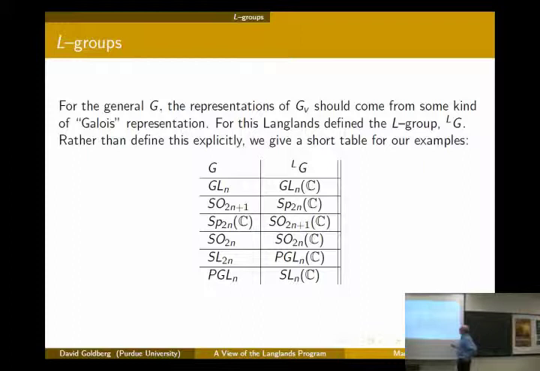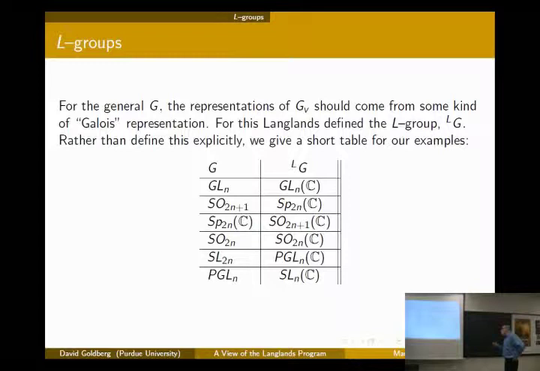So if your group is GL_n, its dual group is GL_n(C). The groups SO_{2n+1} and Sp_{2n} are dual to each other. SO_{2n} is its own dual. For SL_n, the special linear group, its L group is PGL_n(C), and PGL_n is the projective general linear group. If you don't see why this should happen, it has to do with reasons of number theory.